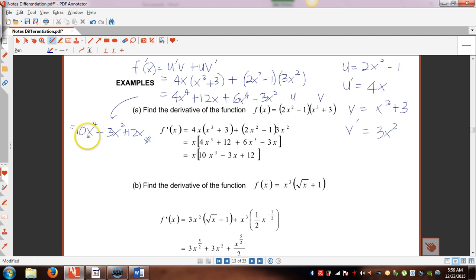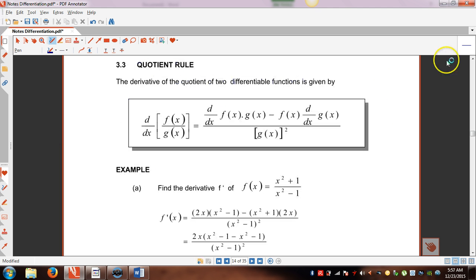Okay, because we have x in every element here, we can factor x, right? Then we get x times (10x cubed minus 3x plus 12), right? So this is your final solution. It's okay if you cannot factor the x. You can give me the solution of this, so we can still get the full marks.